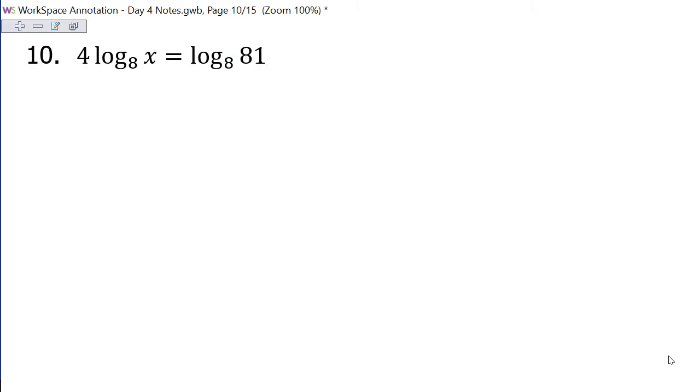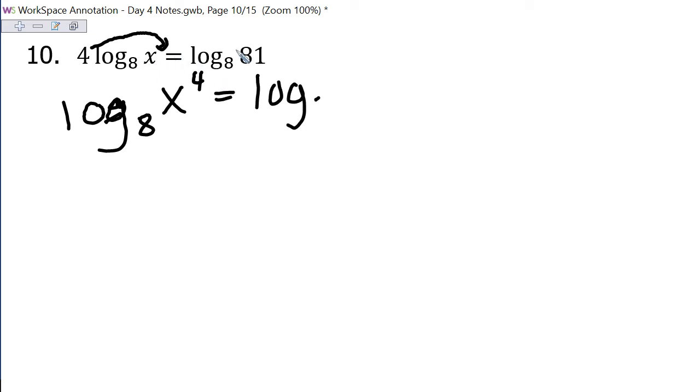Next one, number 10. 4 log base 8 of x equals log base 8 of 81. What do I have to do with that 4 out front? Yeah, make it the exponent. So put it back in the exponent position. So this would be log base 8 of x to the 4th power equals log base 8 of 81.